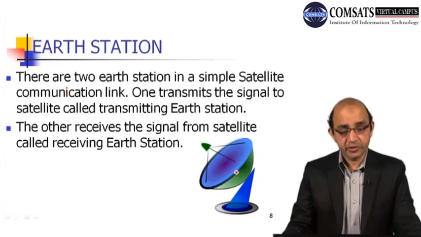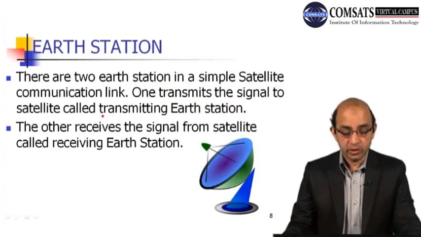So here we have the Earth station. There are two Earth stations in a simple satellite communication link. One transmits the signal to the satellite, called the transmitting Earth station. The other receives the signal from the satellite, called the receiving Earth station.